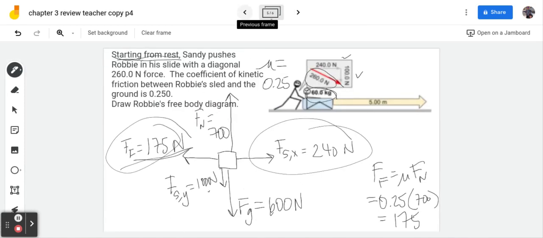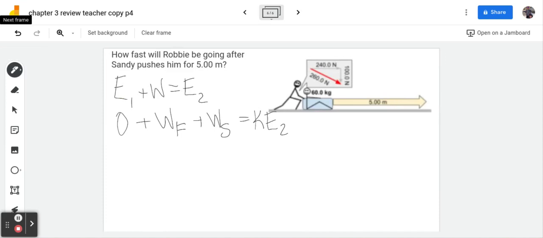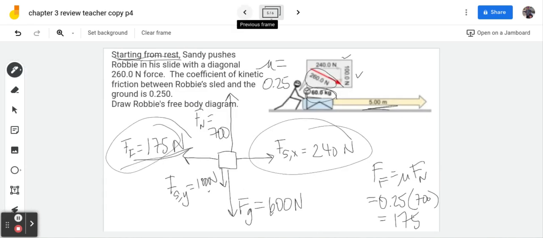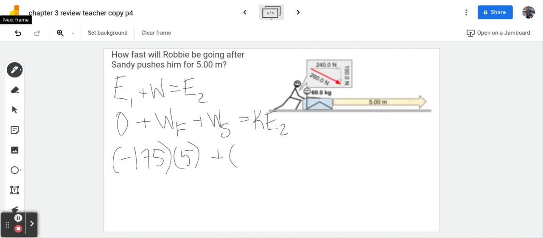For work done by friction, now we're going to use this 175 as a negative, multiply it by 5, which is pointing to the right, which is positive. So we've got negative 175 times 5 plus, when we go back up to Sandy, we've got 240. We're only using the 240, not the 260, because that's what's parallel. 240 times 5. That's equal to KE2.